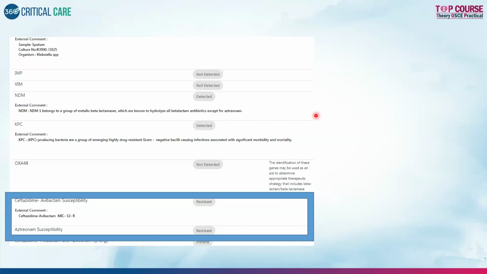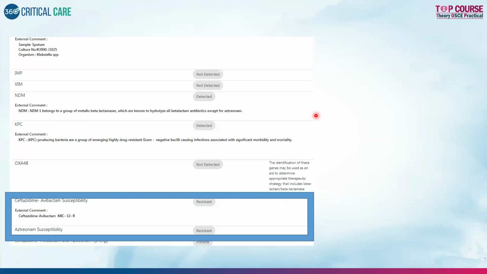That is the understanding you guys have, no? Yes. Can I give Zavicefta aztreonam to this patient? Sir, depends on the clinical scenario. We need to rule out if it is tracheobronchitis, then it may not need treatment. Okay, no, this is a significant pathogen. So good, then we can treat.